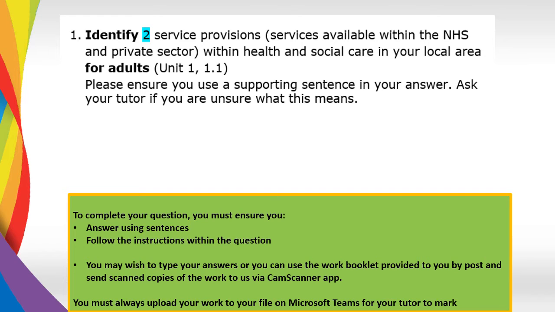If you just put, say, dog and cat, I was trying not to give away the answers there, if you just put dog and cat, that's just a list of pets. It doesn't tell me anything about them. What I would like you to do instead is write a supporting sentence, using your question to create your answer. You could start with the number 2: 2 service provisions within health and social care in my local area for adults are, and then write which ones they are. That way, if I was to hide the question, your answer still makes sense. Ask your tutor if you're unsure at this time. Pause this video now to answer that question in your booklet.